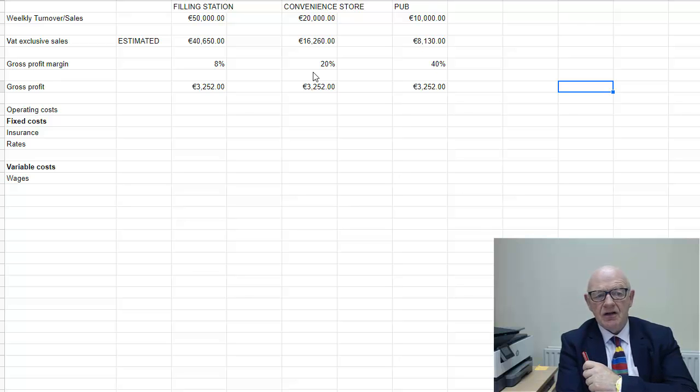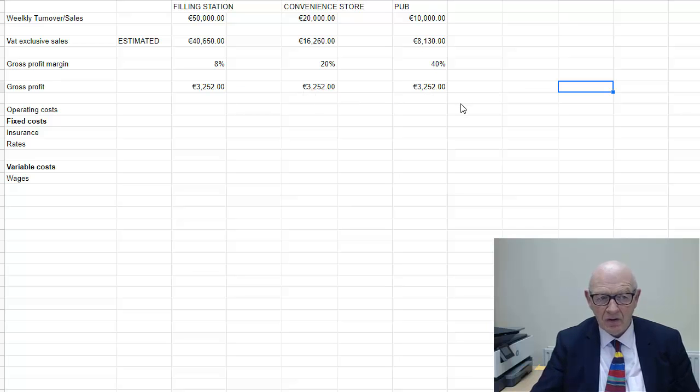The gross profit then, you'll see along line number 8, this line here, gross profit, you'll see it's actually the same for each of the businesses. So notwithstanding the fact that one business is turning 50 grand a week, the other is turning 20 and the other is turning 10, they actually all end up with the same gross profit.